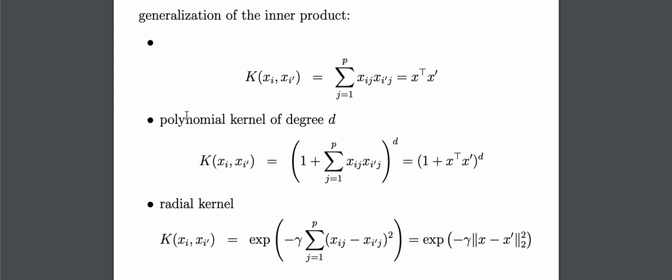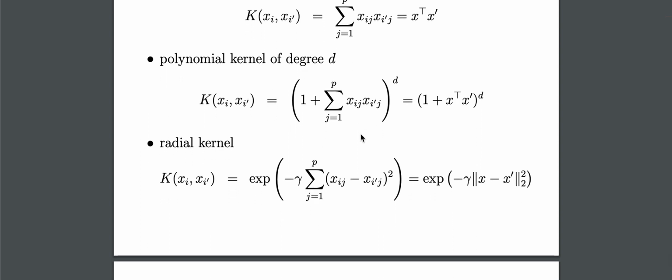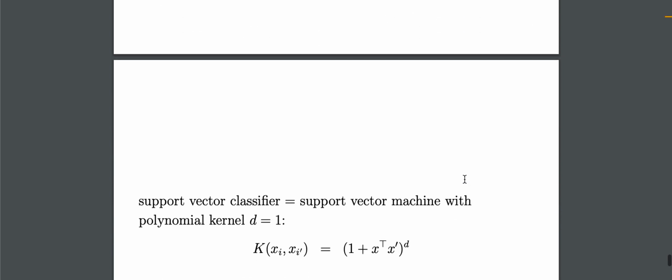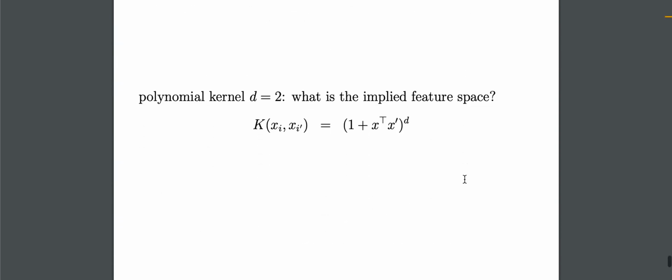This is one example of a possible nonlinear kernel, but we have other alternatives. Another popular choice is the radial kernel, which is essentially e to the power of negative gamma times the norm of the difference between x and x prime, where gamma is itself a free parameter. Gamma is a positive constant.